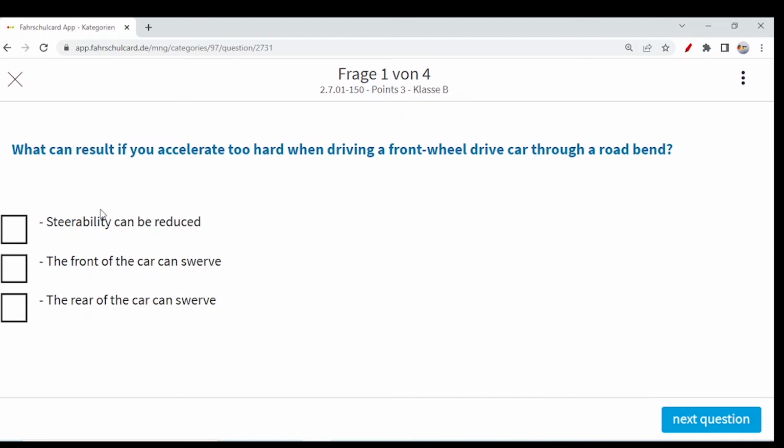So if you accelerate too much driving a front wheel drive car, steerability can be reduced. Your control on the steering can be reduced for sure. The front of the car can swerve because it's a front wheel drive vehicle. So the front of the car, not the rear one. I have already told you this logic in detail when we did the questions previously. So I think this answer is pretty clear. Steerability can be reduced, or the front of the car can swerve. Only the front, because it is a simple hint: front wheel, so front, not the rear. If you accelerate too hard on the bend, your car can skid and you cannot steer it. So steerability definitely will be reduced.